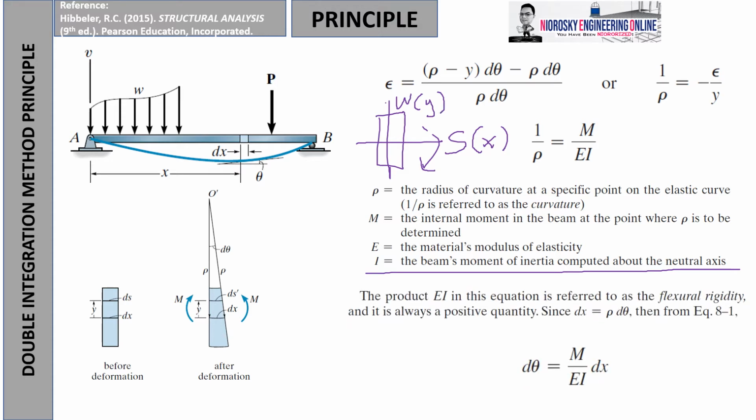Okay, so since we know that dx is equal to rho d theta as stated earlier, by simply plugging in that formula, we will arrive at this. So this is actually one of the most commonly used equations in understanding the double integration method, but it's just one of the sets. Okay, so meaning the slope is a function of moment with respect to its flexural rigidity, as a function of distance.